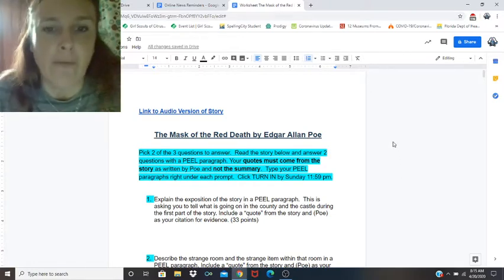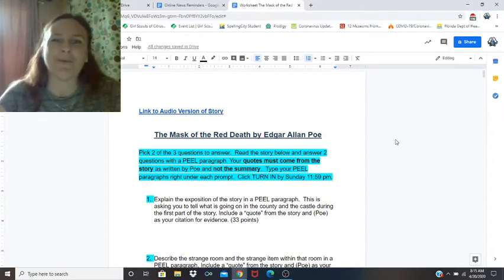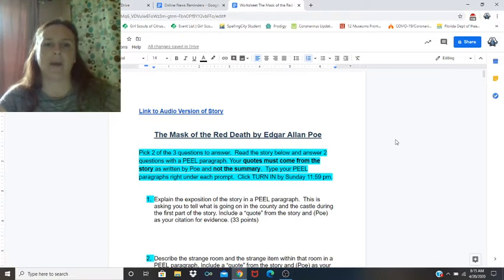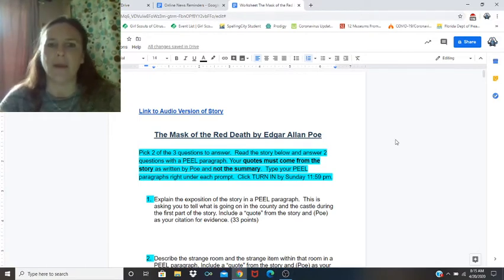All right. So we're going to read our third piece by Edgar Allan Poe this week. Yes, Edgar Allan Poe, from Annabel Lee, The Cask of Amontillado, and now we're going to read The Mask of the Red Death. This story is near and dear to Poe's heart because think of how the 3 women that he loved the most in his life passed away.